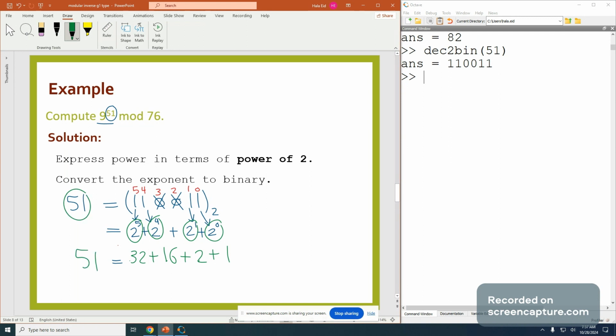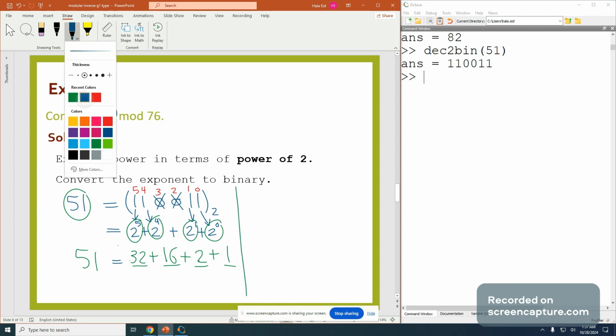Okay, so it's the same value, but we're just breaking it down into values which are base 2, because we are going to use the powers of 2 to find the value of 9 to the 51 mod 76. Eventually, this is only the power 51. Now, we need to find 9 to the 51 mod 76.